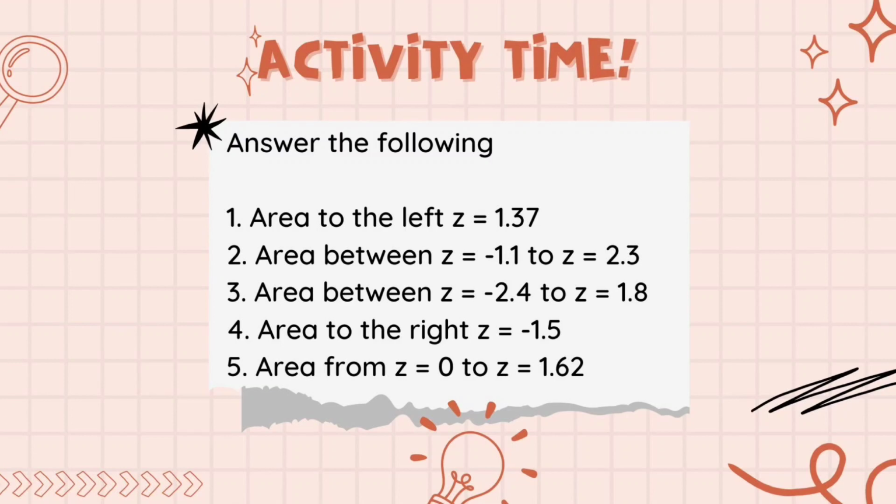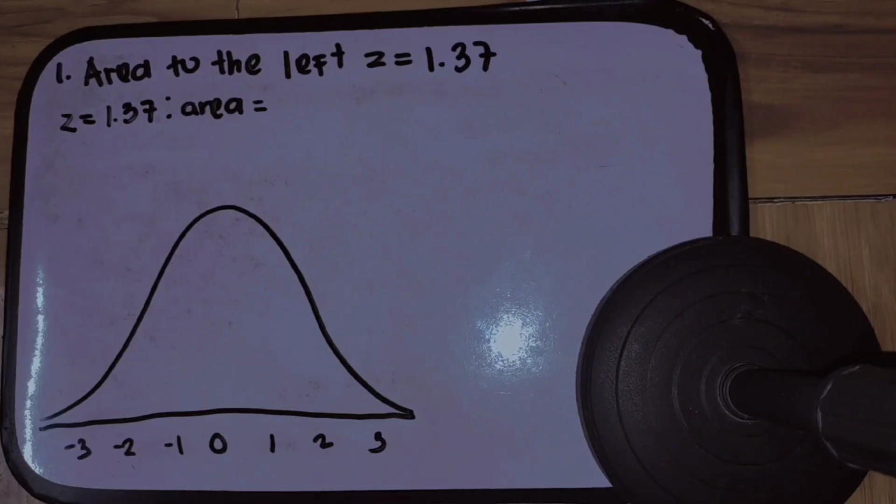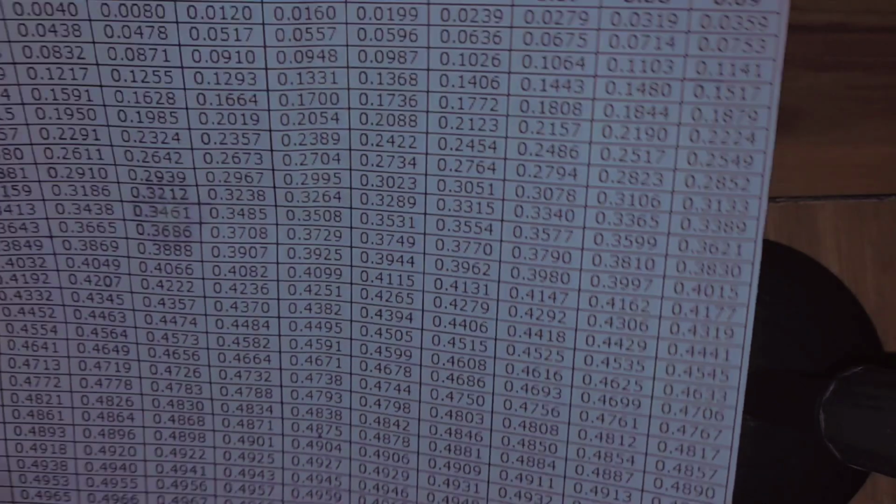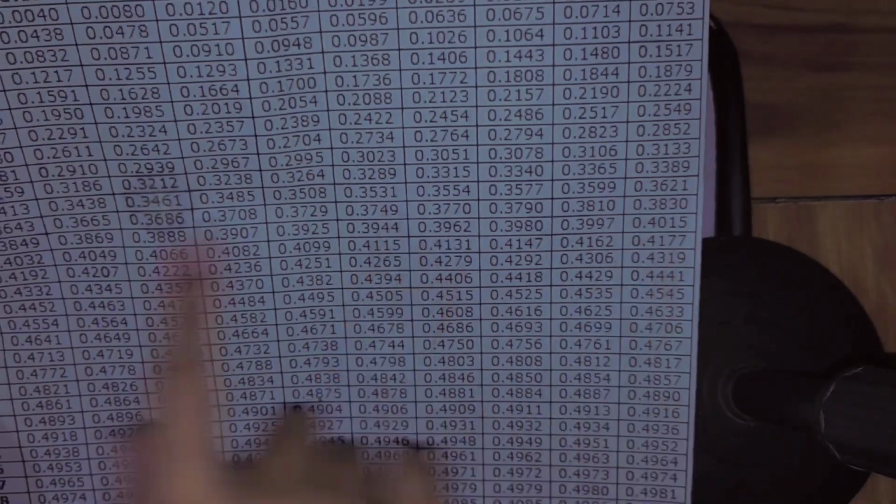Activity time! I prepared 5 activities para malaman kung talaga nga bang may natutunan ka sa topic natin ngayon. So, start answering na at mamaya i-check natin yan. Good luck! Let's start answering our first activity. Area to the left, z-score equals 1.37. So, hanapin ulit natin sa z-table ang value ng 1.37.